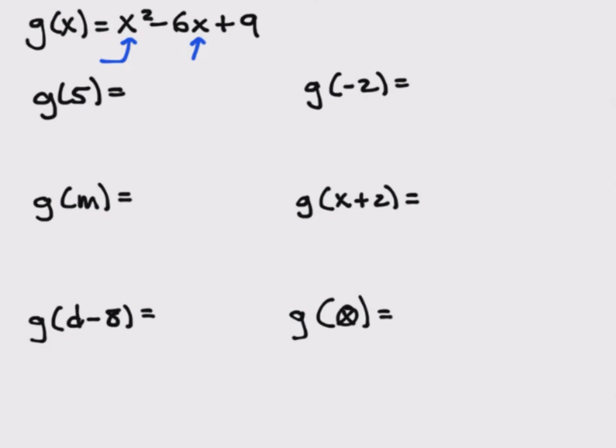And if, like in the first 2 examples, we have an actual number, I'd like you to find the numeric output. For the last 4 examples, we've got some symbols we have to deal with. So we're going to substitute those in for our input, but we might not be able to find an actual numeric output. We might have to keep the output in variables. So please pause the video, give these 6 a try, and when you're done, unpause the video and we'll see how it went.